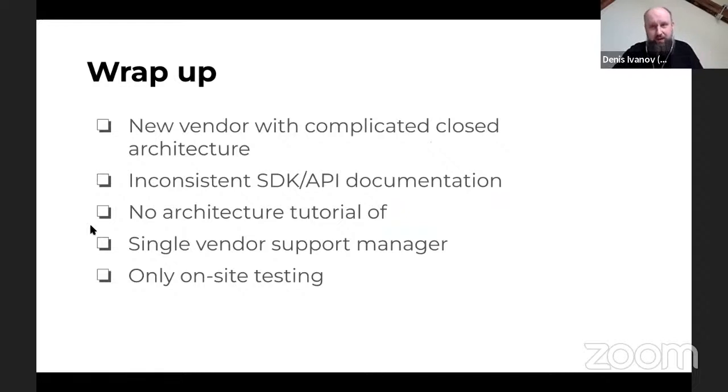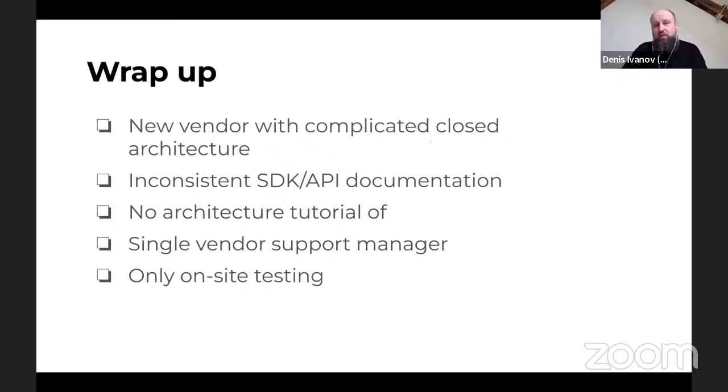So let's wrap up. What is the hidden problem here? First of all, the vendor provided by the customer had a really complicated closed architecture. There were no real cases. They had only a couple of integrations before, and the SDK and API documentation was inconsistent. It wasn't tied to the real code, and we always had to check how every piece of code works with the vendor manager. No tutorials at all, and the testing was only on site.